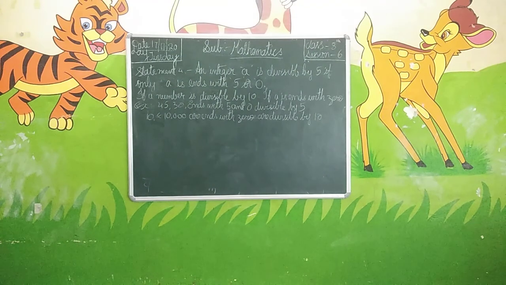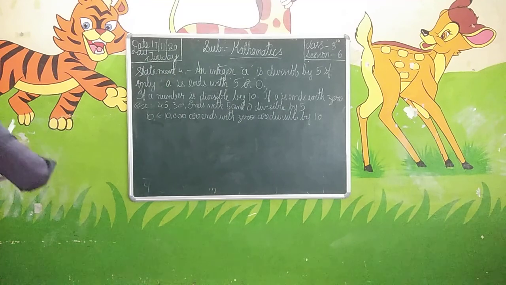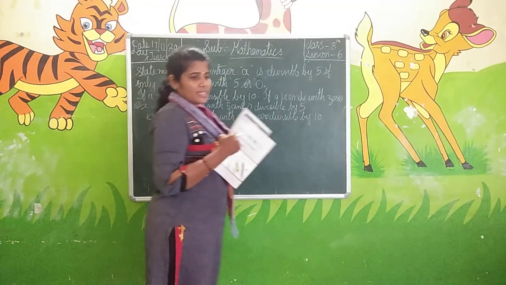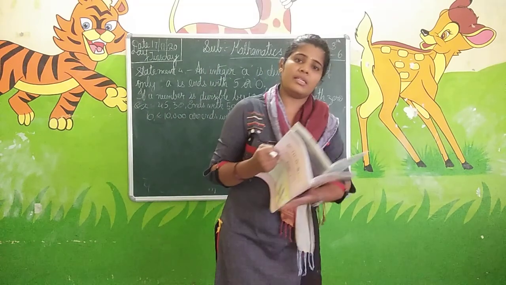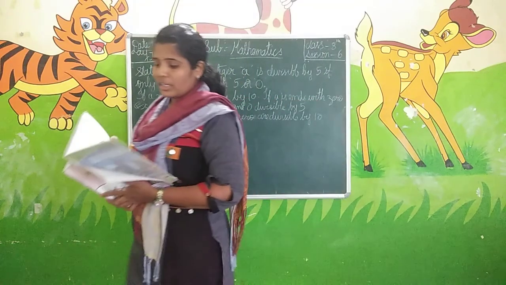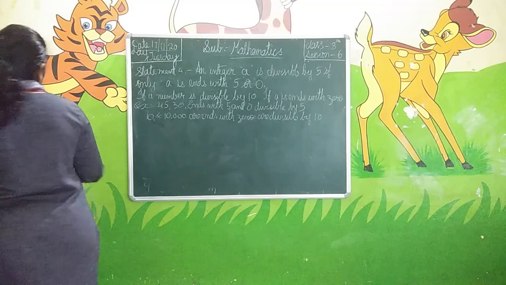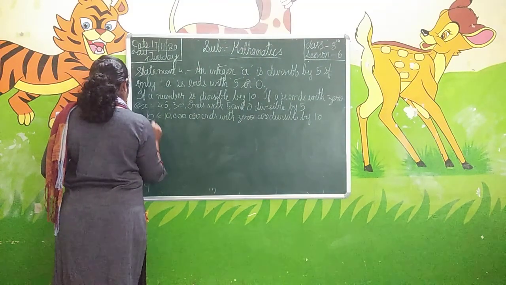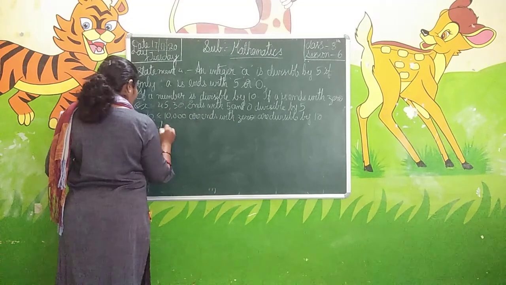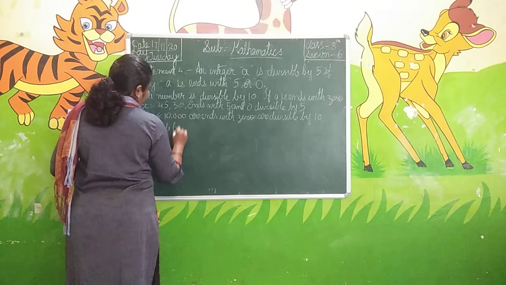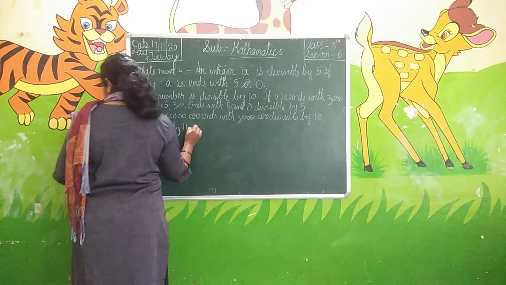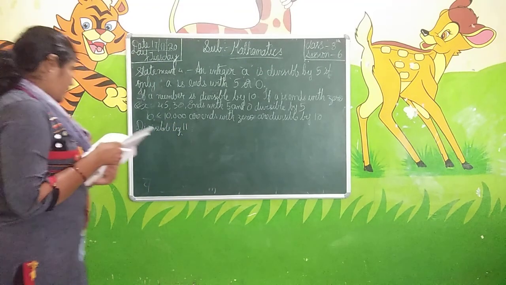Next is divisibility by 11. Divisibility by 5, 10 and also 4, 3, 9 are the things we have learned in the previous classes itself. But in this year we get the new divisibility by 11. Okay, statement 5.